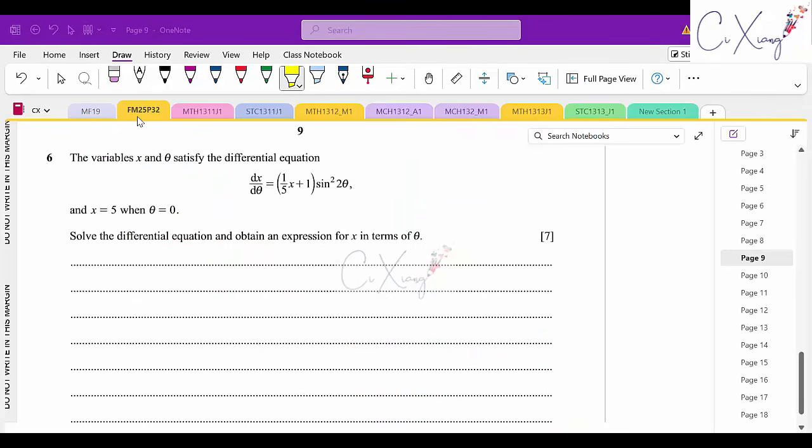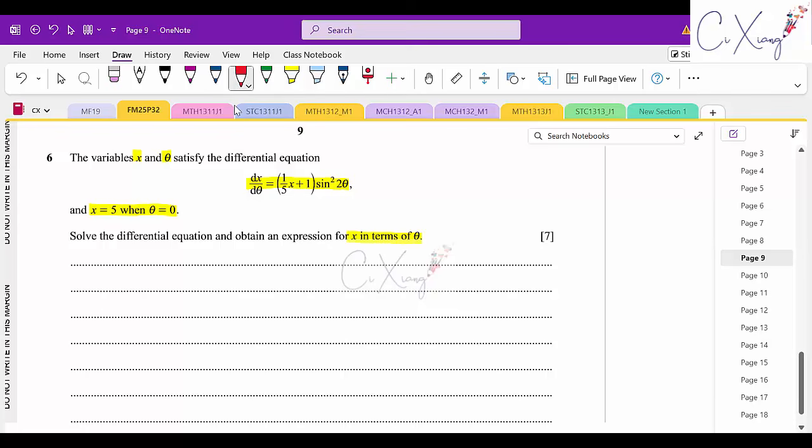Okay, so question number 6. We have the variables x and theta satisfying the differential equation like this. Okay, and they give us the initial value, which is x equals 5 and theta equals 0. They want us to solve the differential equation and obtain an expression for x in terms of theta. Right, so basically our main idea is to solve this differential equation.